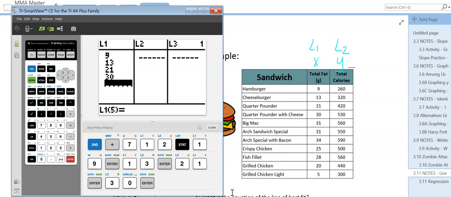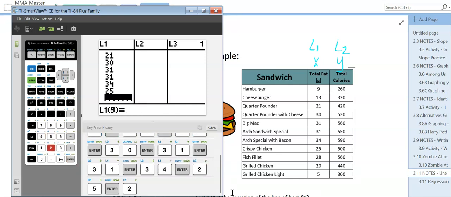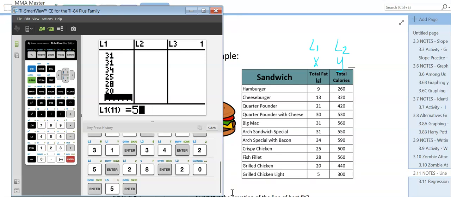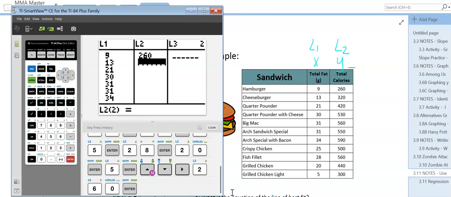Be careful and make sure you're entering each one very carefully. You need to enter every single number for accuracy. I'm using the arrows to scroll up, and I'm going now to enter my Y values or my calories. Take your time.